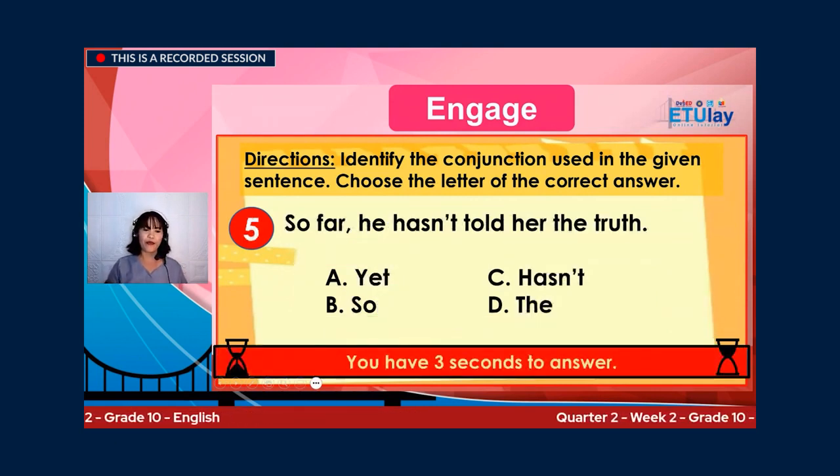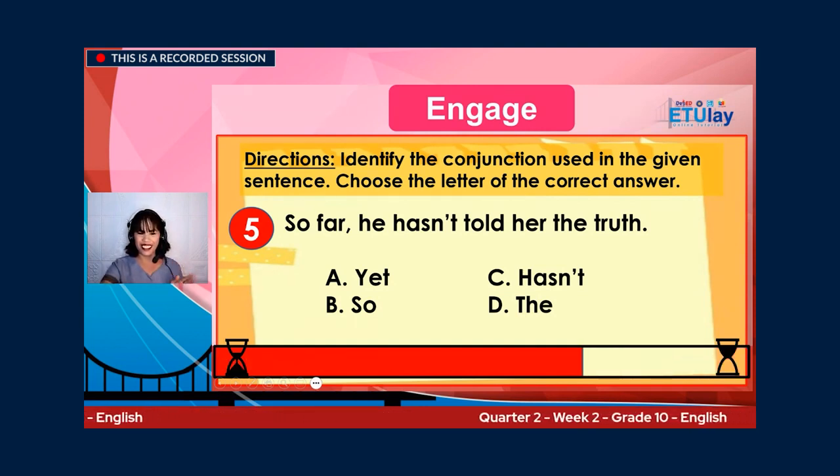Number 5. So far, he hasn't told her the truth. Is it A, yet, B, so, C, hasn't, or D, the? Identify the conjunction used in the sentence in 3 seconds.